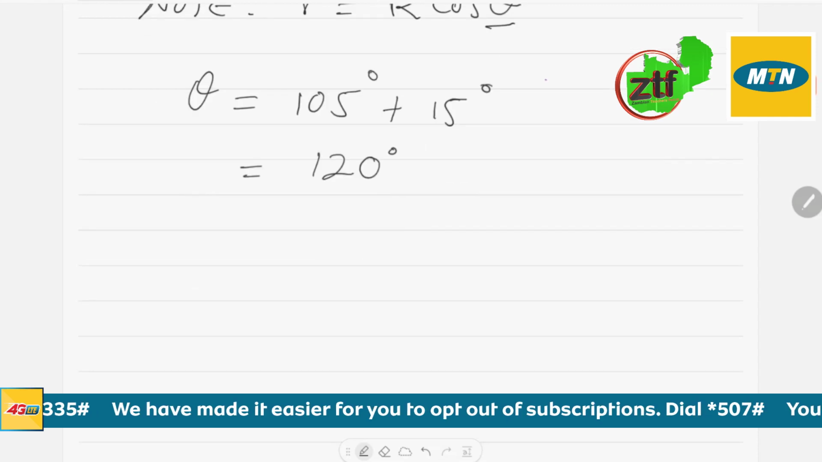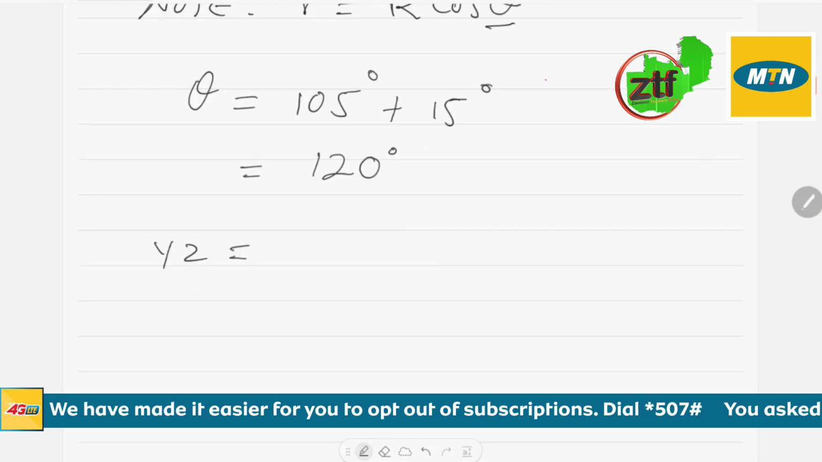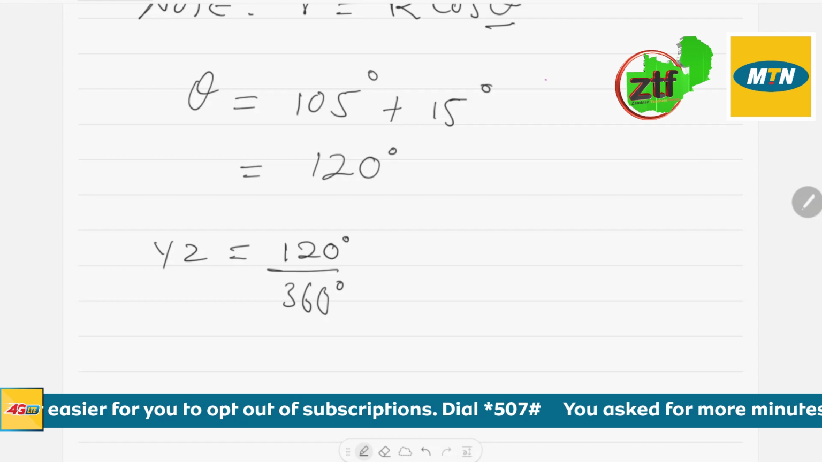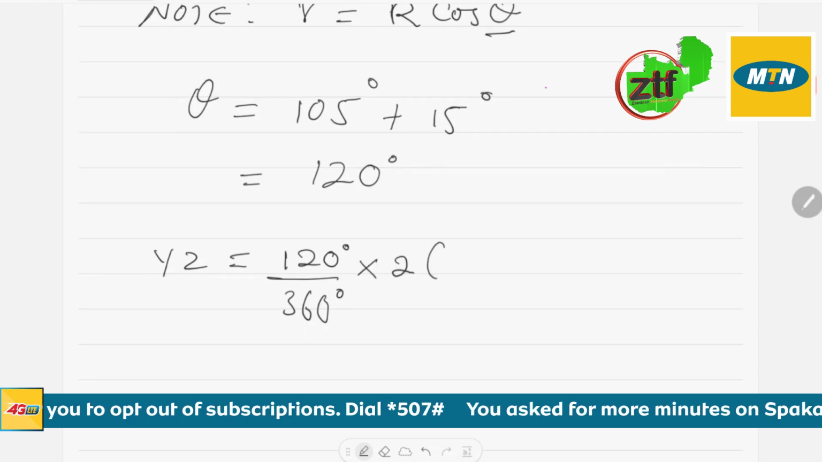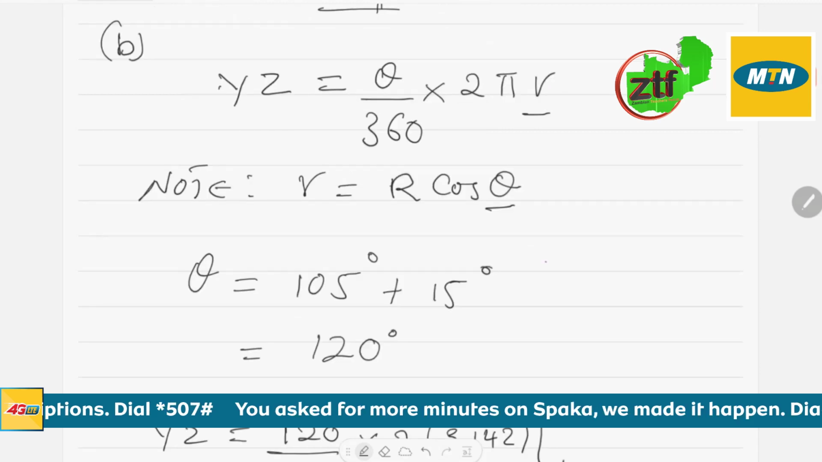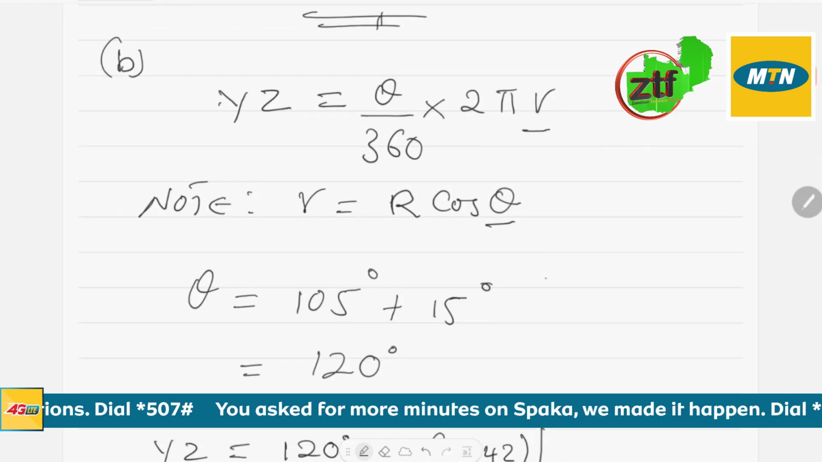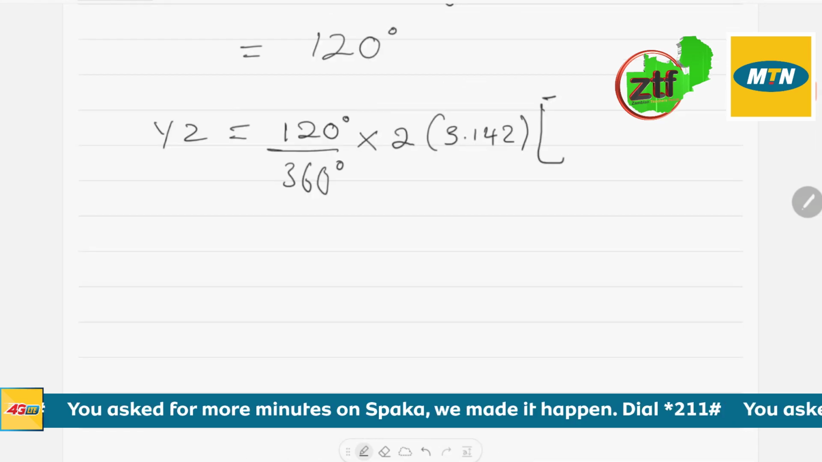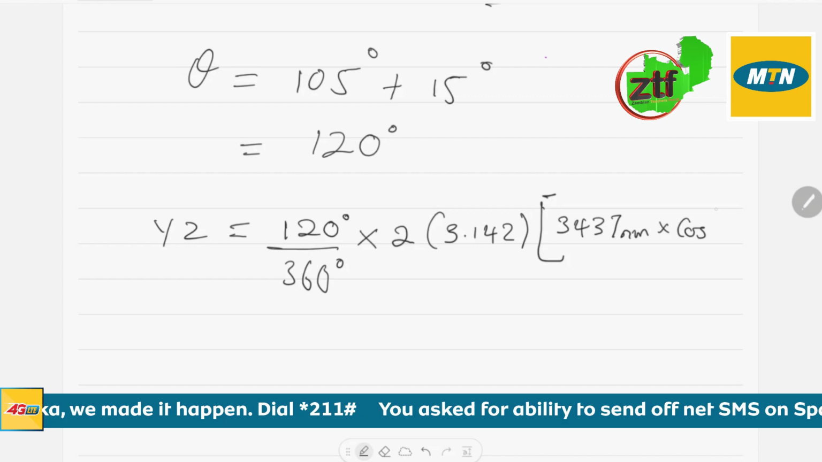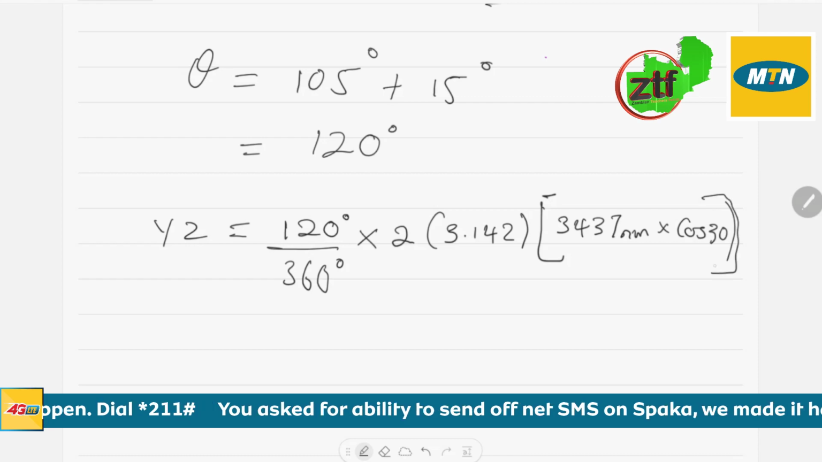So then YZ will be equal to 120 degrees divided by 360 degrees multiplied by 2, our pi is 3.142, and where there is r, here I will substitute R cos theta. So the radius of the earth in nautical miles is 3437 nautical miles. Then I'm multiplying this by cosine 30 degrees because it's on latitude 30. So I'm multiplying by cos 30.